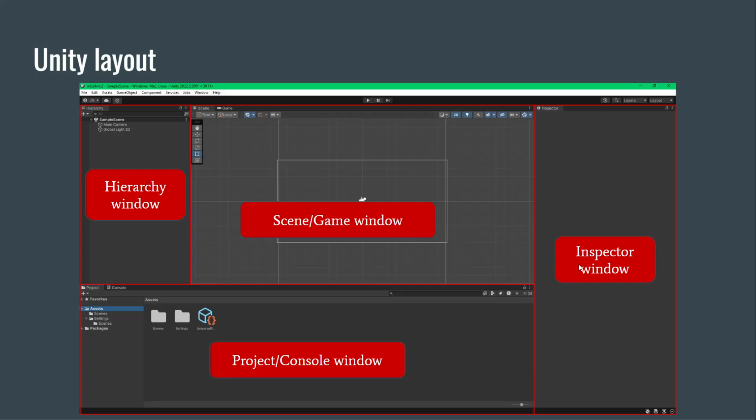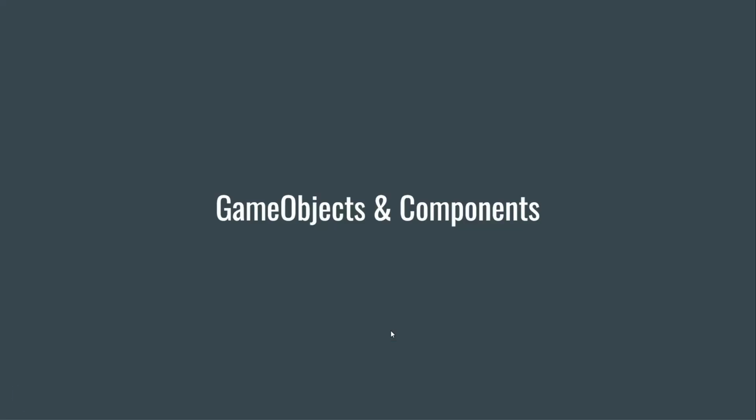Look inside. All right, so we covered the Unity layout. So this will be the hierarchy window, the scene and game window, inspector window, the project and console window. The console I'll cover later when we get to scripting.